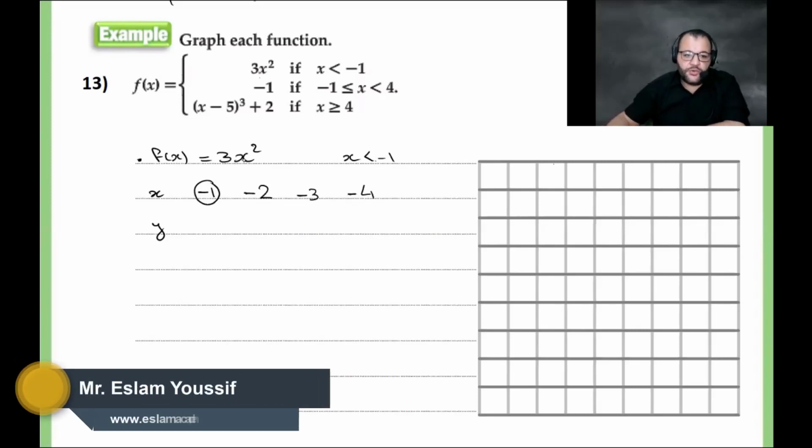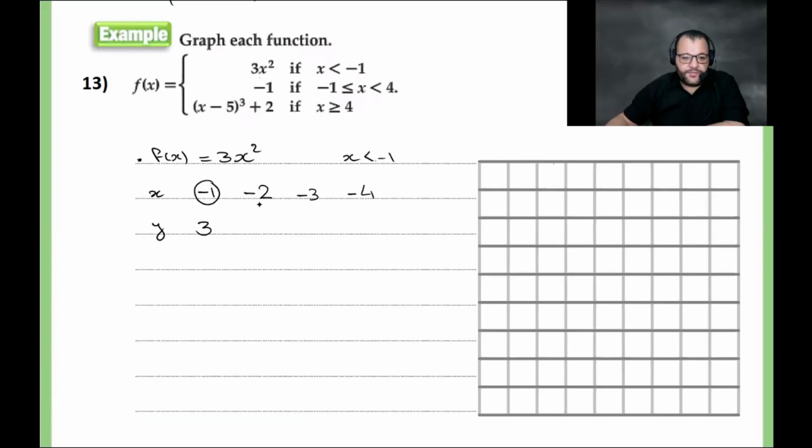By substitution in the equation, the first one is 3, the second is 12, the next is 27. So that's enough, no problem. That is the first one.